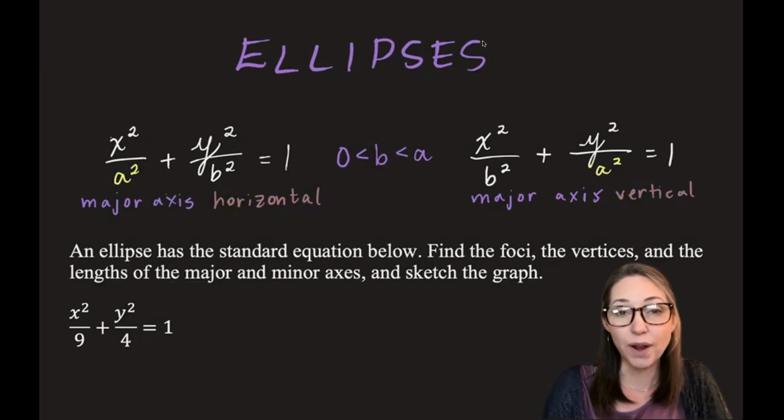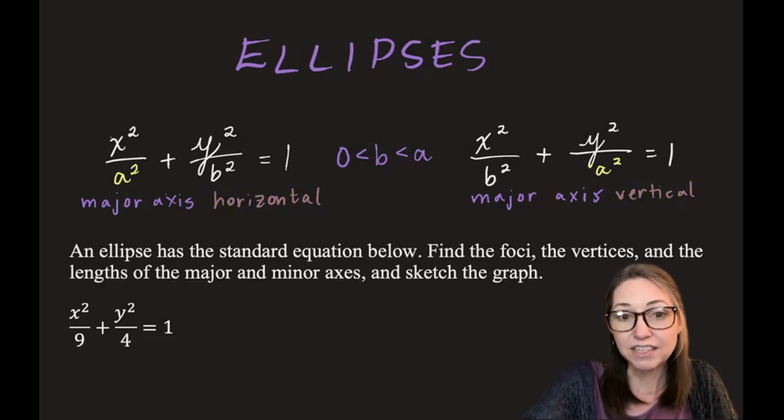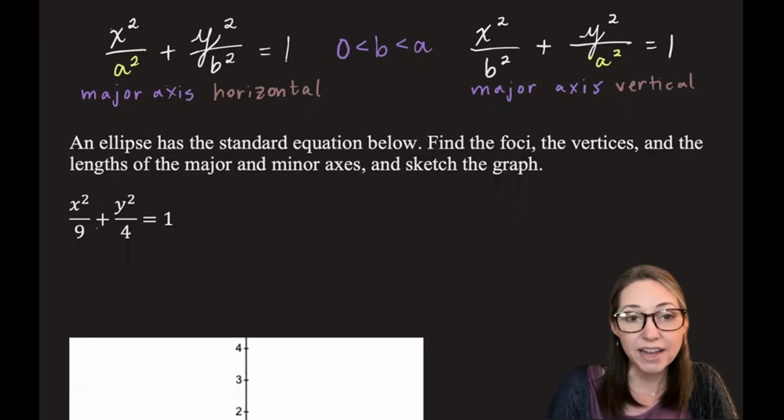So given this equation right here, x squared over 9 plus y squared over 4 equals 1, that is an equation of an ellipse. We're going to find all of its features, the vertices, the foci, and the lengths of its major and minor axes, and sketch the graph. Well, the first step in doing that is to determine which way it is stretched.